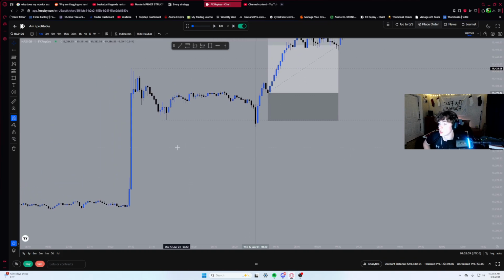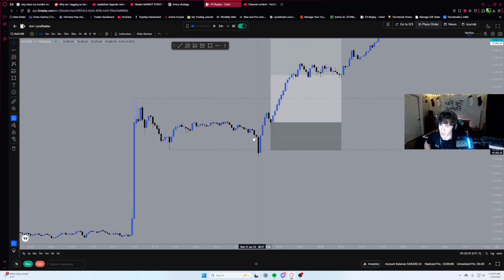Price is not going to look to retrace all the way back to a demand zone or supply zone, right? Price just wants something to react off of because of how smooth this transition was. So that's why I looked for just a reaction out of it.